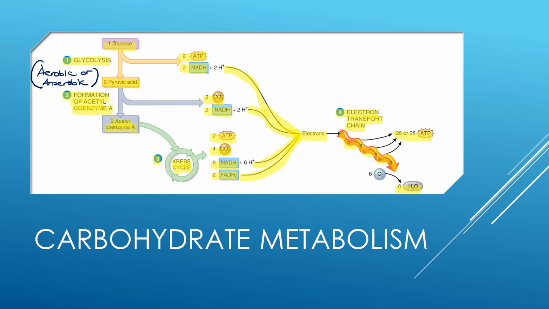In contrast, the Krebs cycle and the electron transport chain both require oxygen, and so collectively these 2 steps are referred to as aerobic respiration. So aerobic respiration just refers to the Krebs cycle and the electron transport chain.